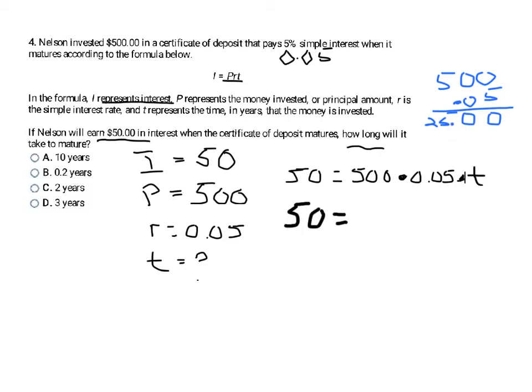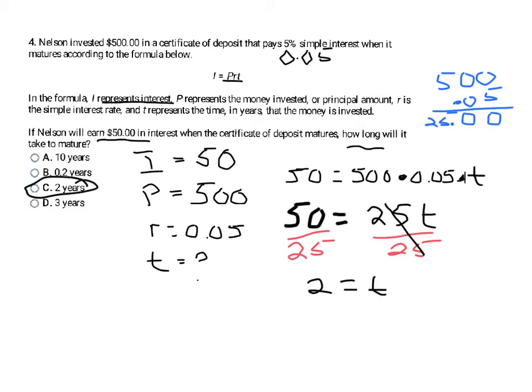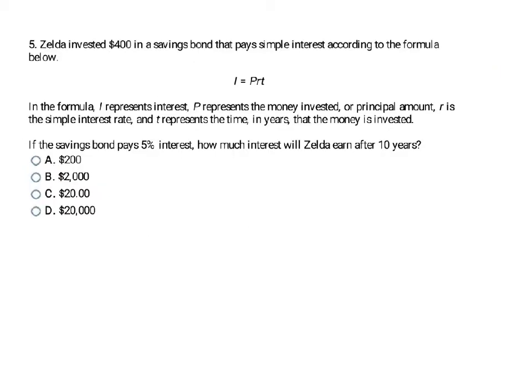So that means I'm going to have 50 equals 25t. So that's 25 times t, so the opposite of that is dividing. So I'm going to divide both sides by 25. And then 50 divided by 25, 25 goes into 50 twice. So this is going to equal 2 equals, and these cancel, and I'm left with t. So that means it's going to take 2 years to earn that $50 in interest.